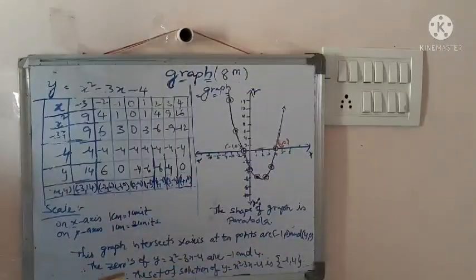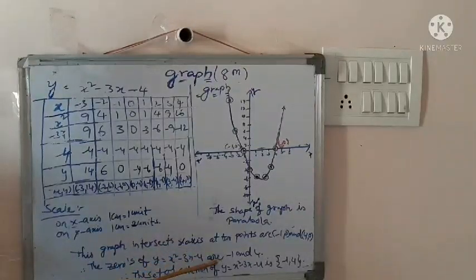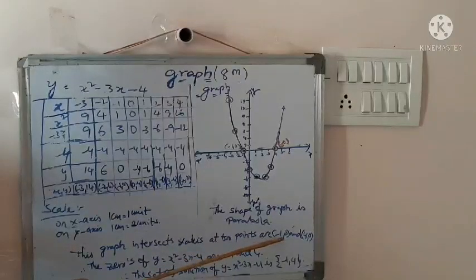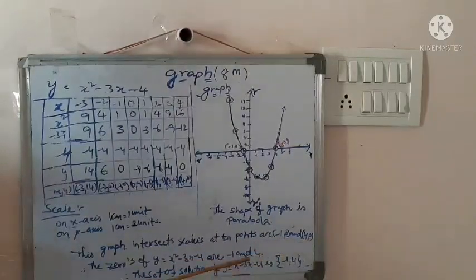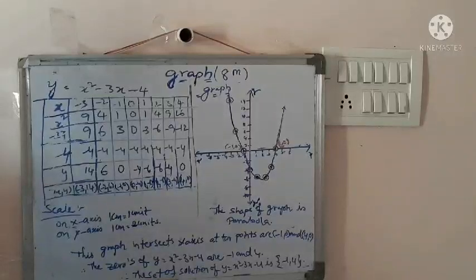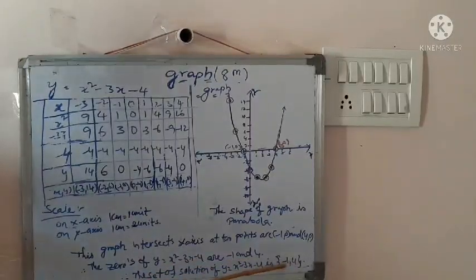And now the zeros of y equals x square minus 3x minus 4 are the x values. We take x values minus 1, 4. And now the set of solutions of y equals x square minus 3x minus 4 is minus 1, 4.